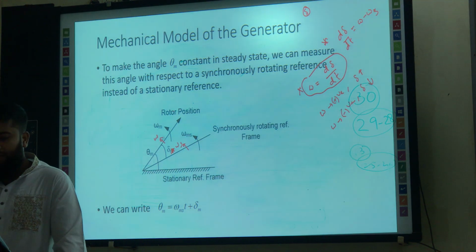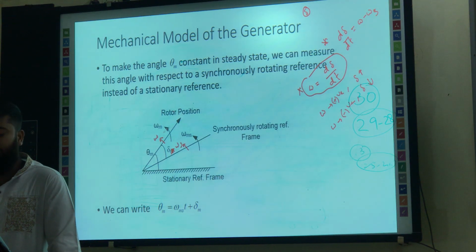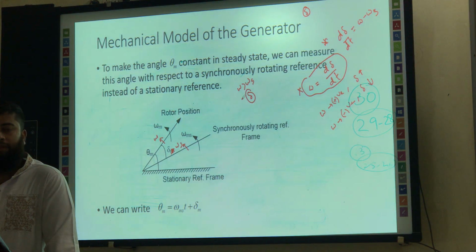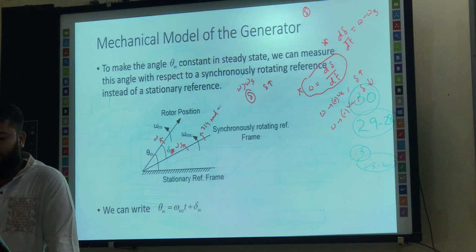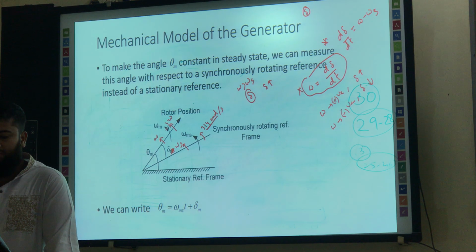Now, if this omega, the rotor speed, is higher than the synchronous speed, then what will happen to delta? Can anyone say? This delta will increase, right? Because let's say the synchronous speed is fixed at 314 radian per second. If we take 60 Hz or 50 Hz as our frequency, we get omega equals 2 pi f, that is 314 radian per second. But let's say now it is 320. So this speed is higher, so over time this gap will increase, which means delta will increase.